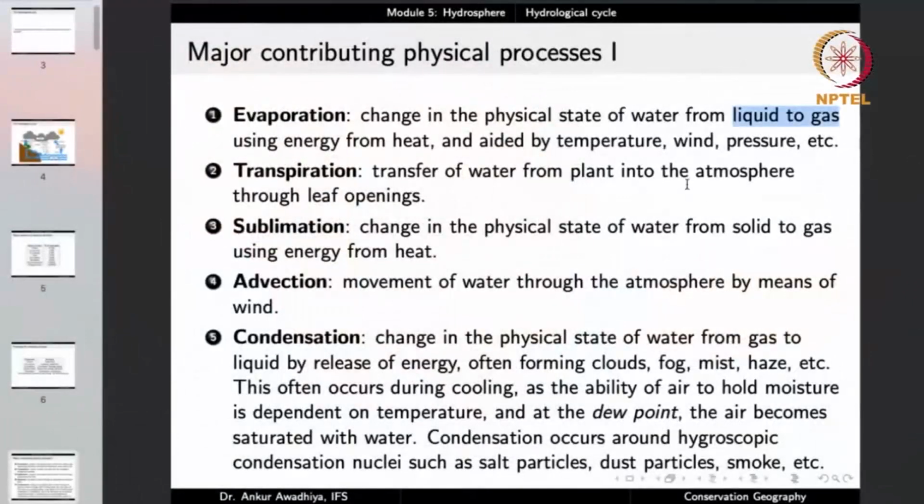It is aided by temperatures. So when temperature increases, the air can hold a larger quantity of water vapor, and so more amount of evaporation takes place. It is aided by pressure differences. So if the pressure in an area lowers, then water will convert into water vapor to take the space. So these are the various aiding mechanisms for evaporation.